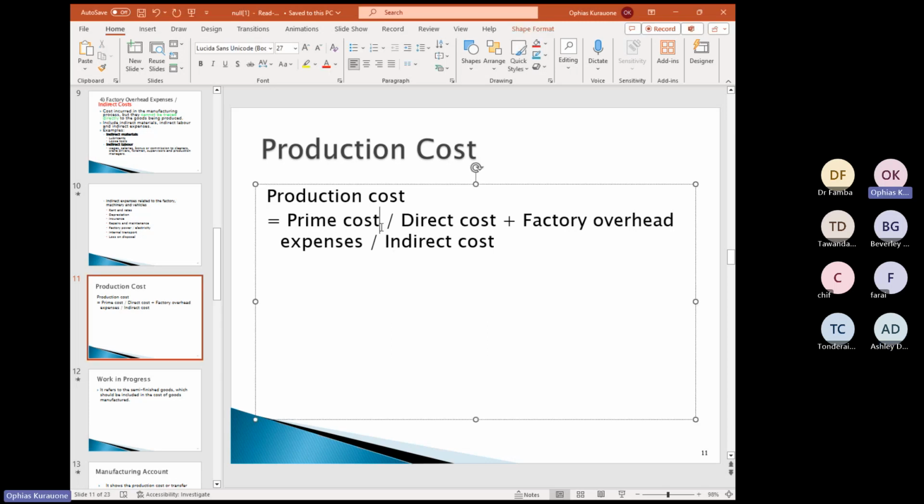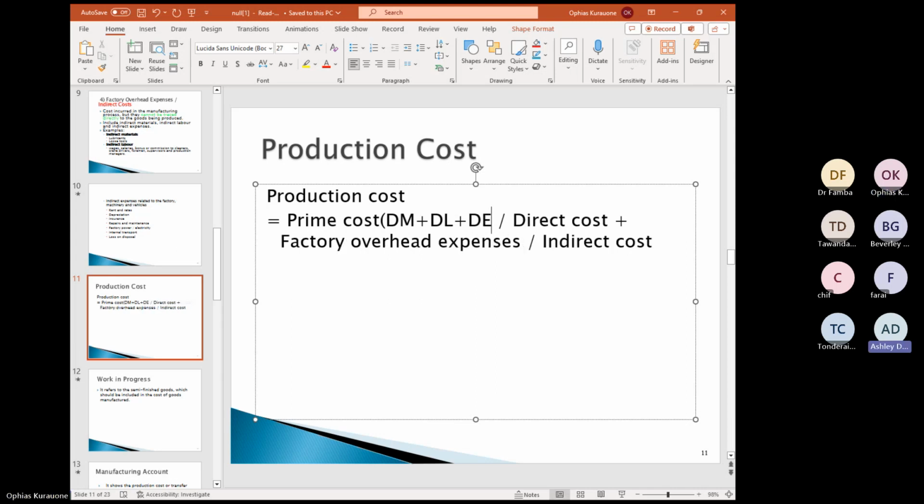Okay, let's talk about the prime cost here. Our production cost consists of prime cost. We said our prime cost, or direct cost, consists of direct material, direct labor, and direct expenses. That makes up our prime cost. This is very critical.